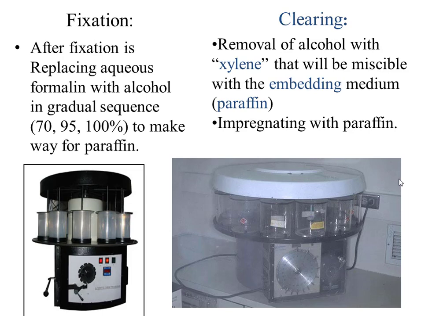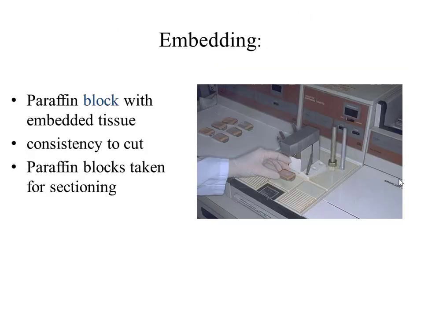After fixation, aqueous formalin is replaced with alcohol in gradual sequence, 70, 95, 100, to make way for paraffin. Dehydration takes place. Removal of the alcohol with xylene, which will be miscible with the embedding medium paraffin, impregnating with the paraffin. Embedding. Paraffin block with the embedded tissue you can see in this picture. It gives the dense consistency needed for cutting the tissue.